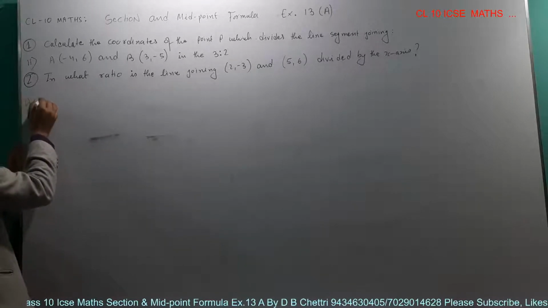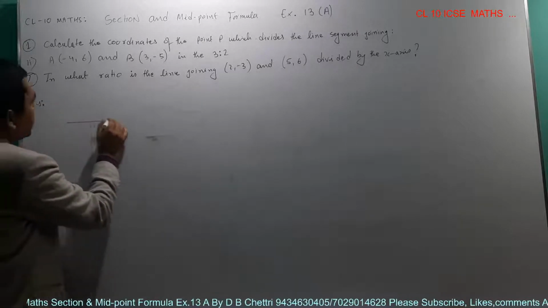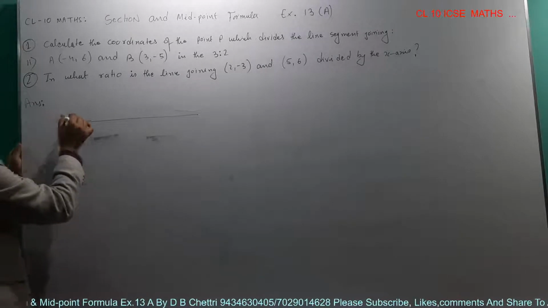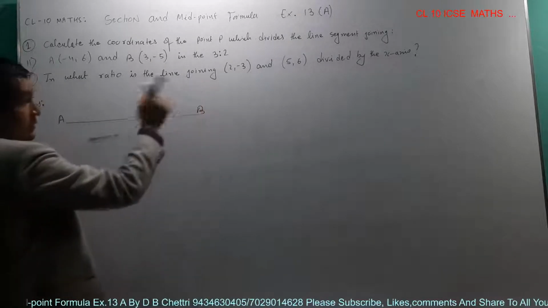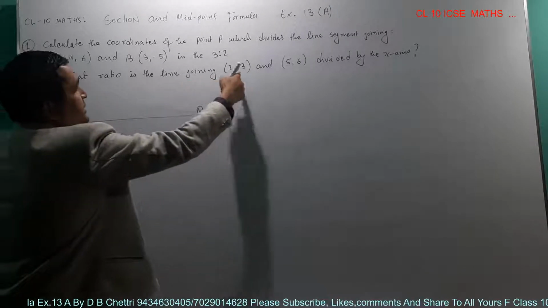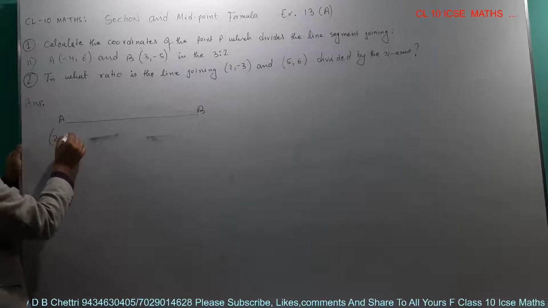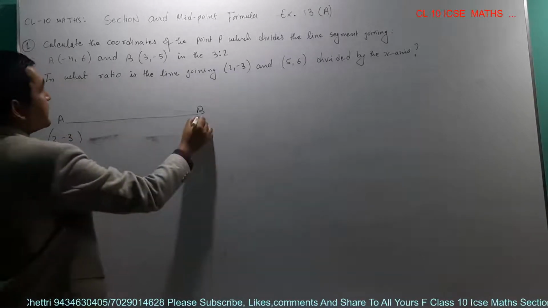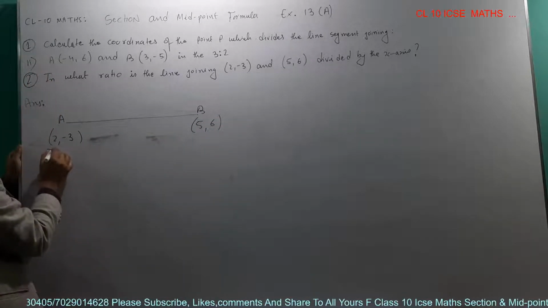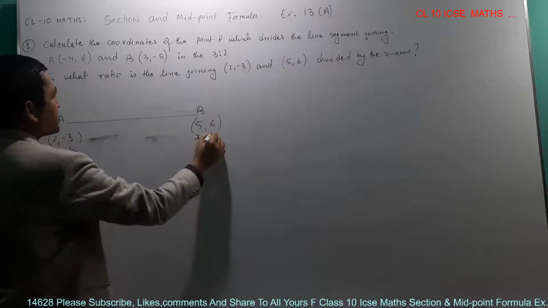Okay, now, as I said, always draw a rough figure. It is easy to solve the questions that way. Then mark the points as A and B if they are not marked. The first point is A and the second is B. Substitute here: A is (2, -3) and B is (5, 6). Remember, the first is always represented by x1 and y1, and the second is always represented by x2 and y2.